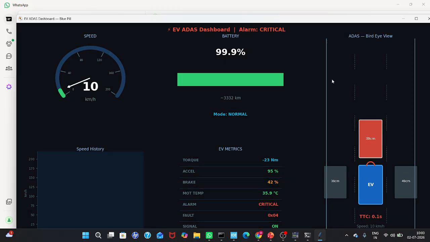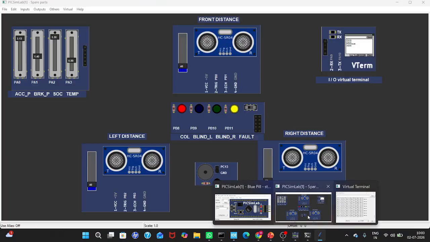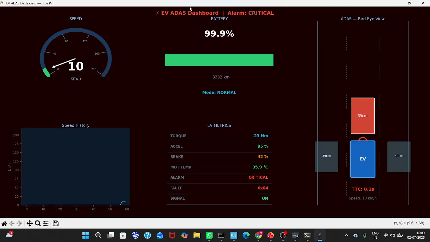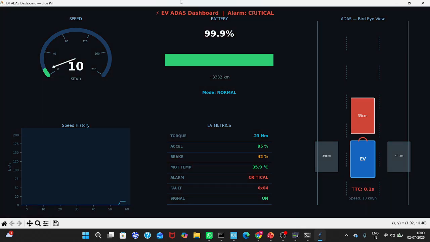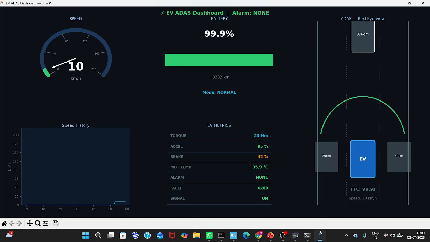And here, if we observe, the front distance is very low. Because of that reason, we observe the EV dashboard alarm is critical and this background is changing based on that. If I increase this front distance and there is no vehicle, then there is no alarm and no red light. And if we go this way, everything will be fine.